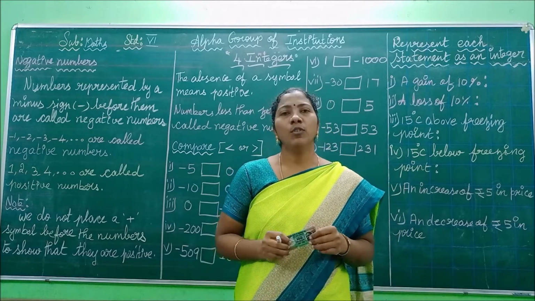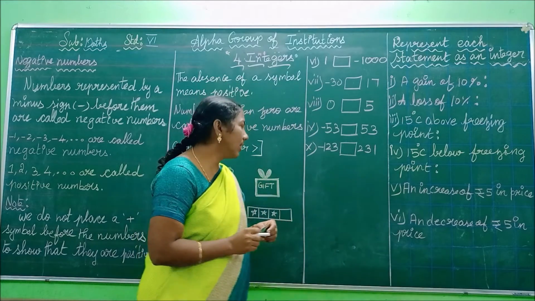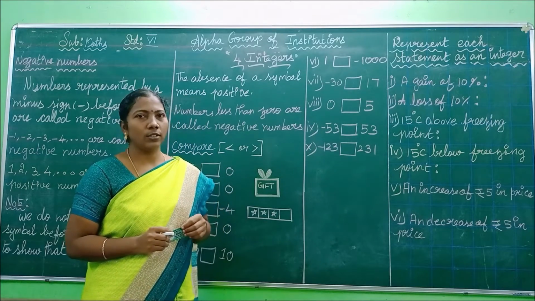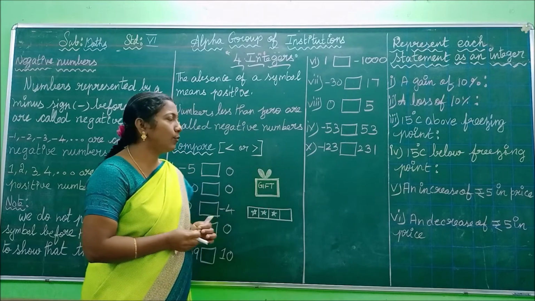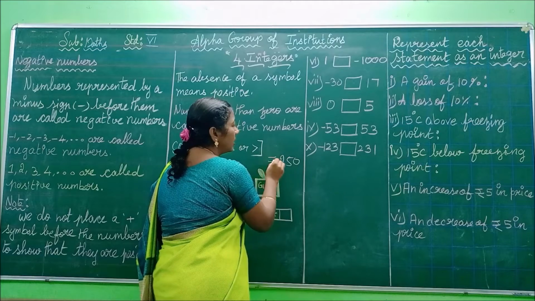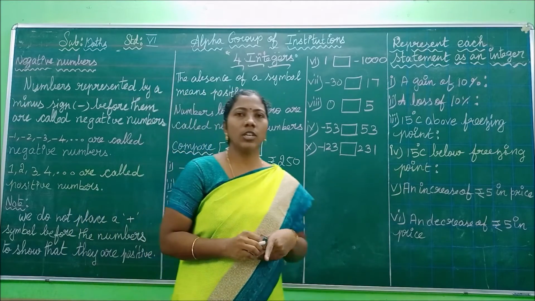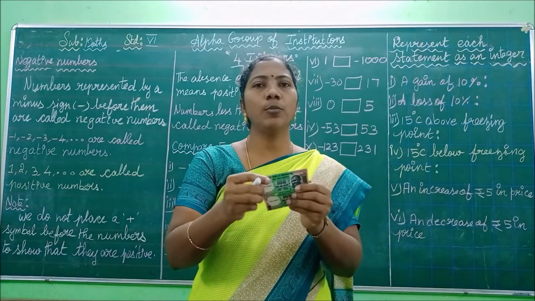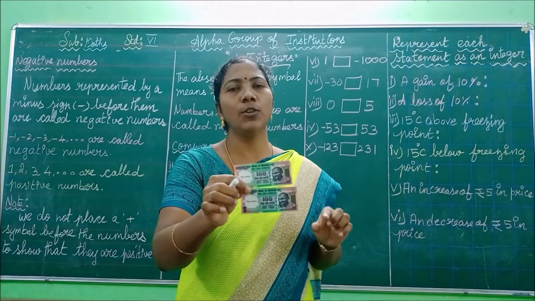Before going to the chapter, we are going to do one activity. Think that you are going to a shop to buy a gift. This is a gift. The cost of the gift is rupees 250. You are checking your purse, but you have only 200 rupees. You have only 200 rupees in your pocket.